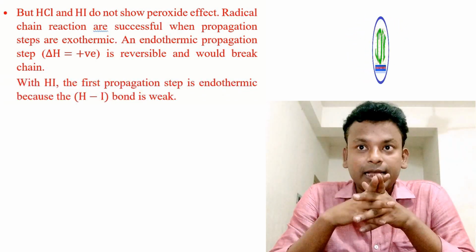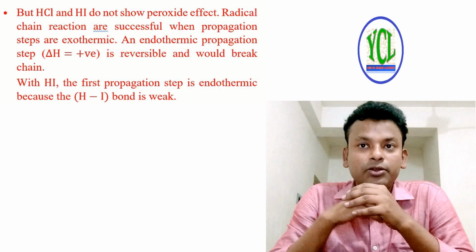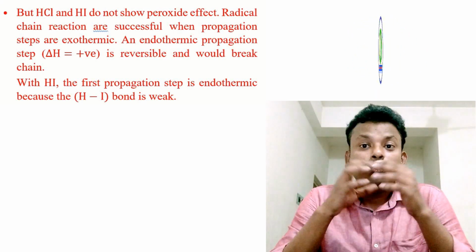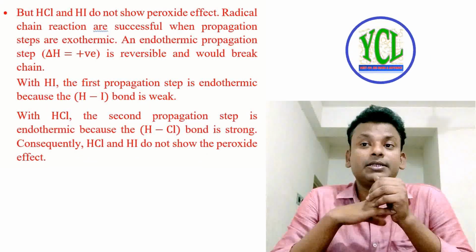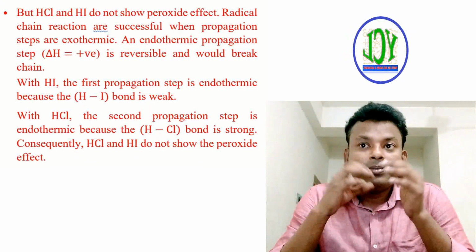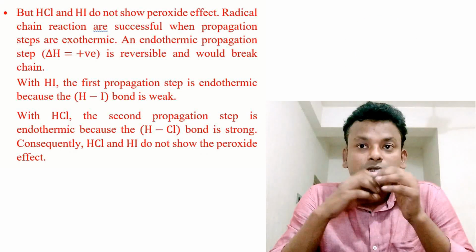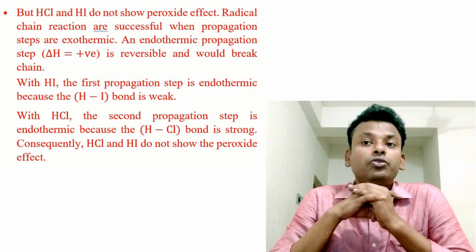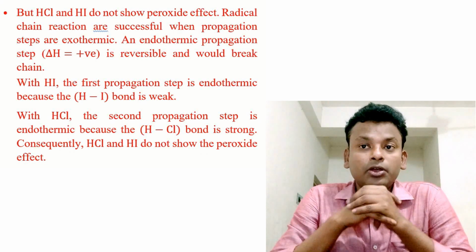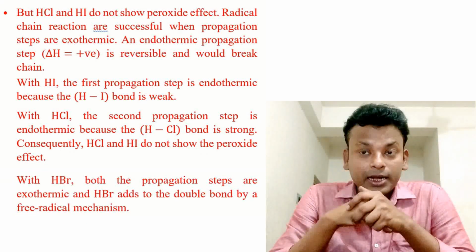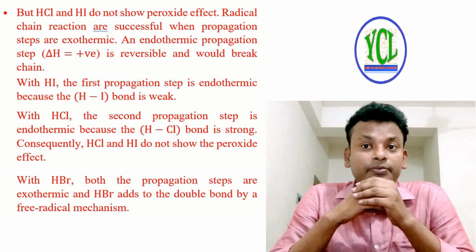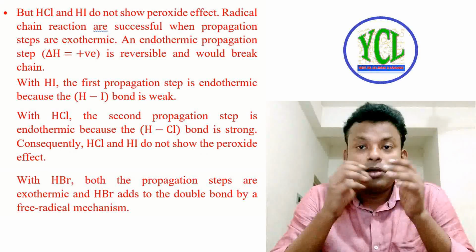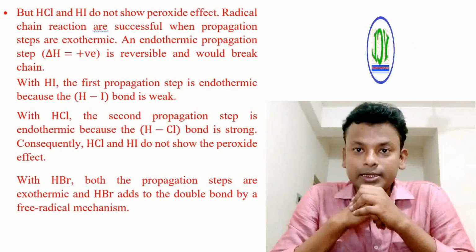With HI, the first propagation step is endothermic because the HI bond is weak. With HCl, the second propagation step is endothermic because the HCl bond is strong. Consequently, HCl and HI do not show the peroxide effect. With HBr, both the propagation steps are exothermic and HBr adds to the double bond by the free radical mechanism.